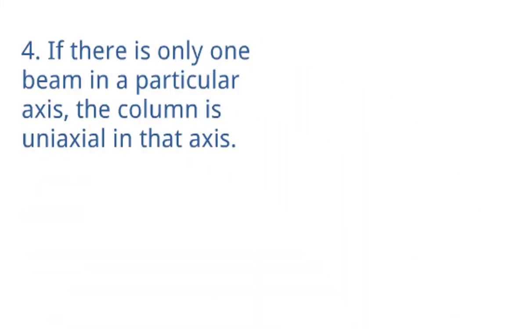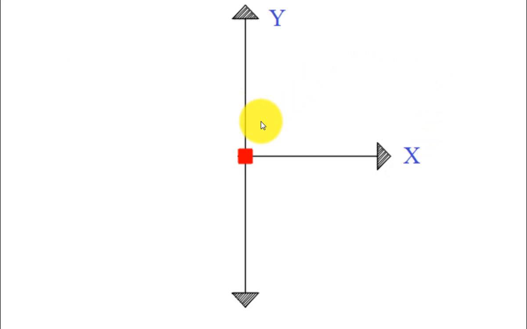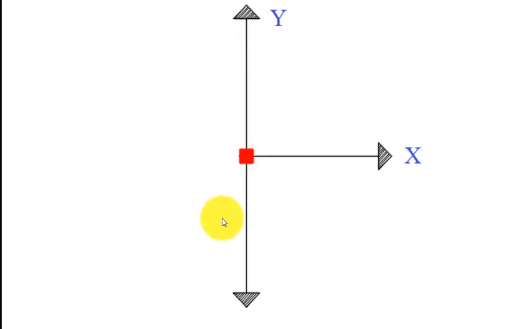Number 4. If there is only one element in a particular axis, the column is uniaxial in that axis. Looking at this column, it is different from the other columns you've been seeing so far because it is supporting 3 elements, 2 in the y-axis and 1 in the x-axis. There is no element at the left of the x-axis that will also produce a moment which will counteract this one at the right. Therefore, there will be a resultant moment in the x-axis. So you can say it is uniaxial in the x-axis. So this column is a uniaxial column.